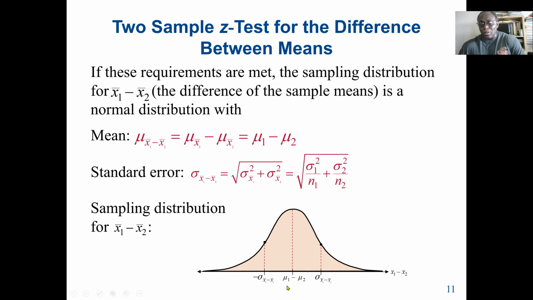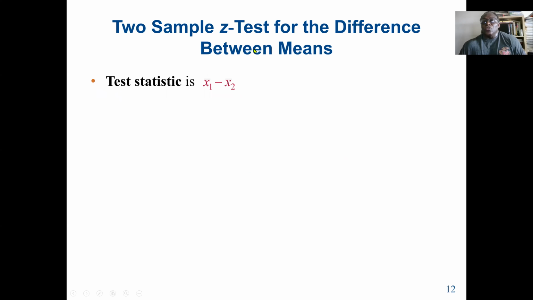The μ1 minus μ2, the difference of the two, will be the center. Then to the right we have x̄1 minus x̄2 positive, and to the left will be negative x̄1 minus x̄2. Remember the normal distribution: the center of the Z will be 0. To the left will be negative Z values, to the right positive Z values. Again, we're going to do an example in a few minutes.